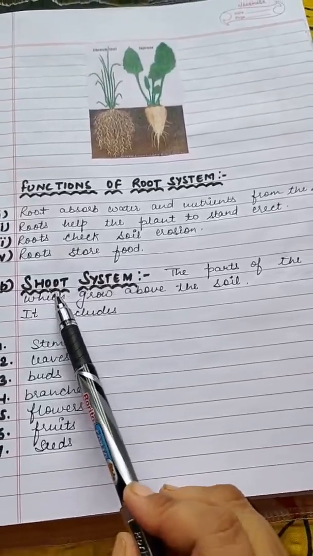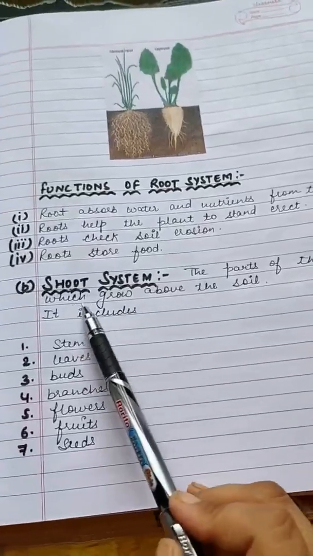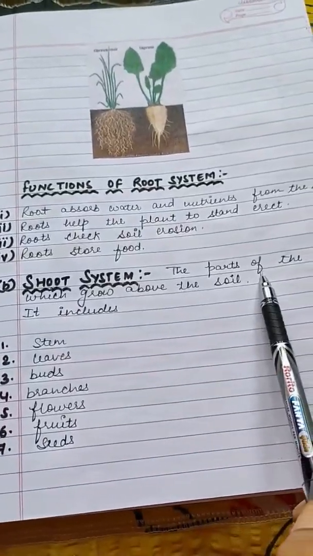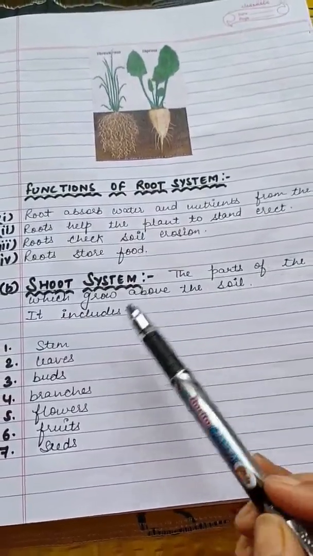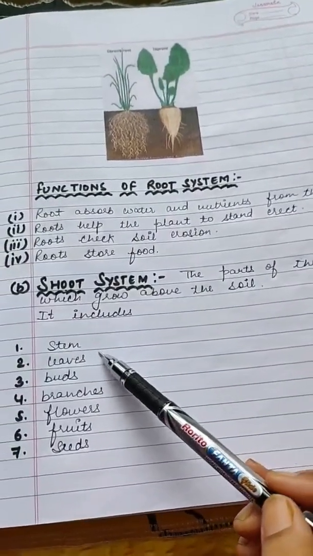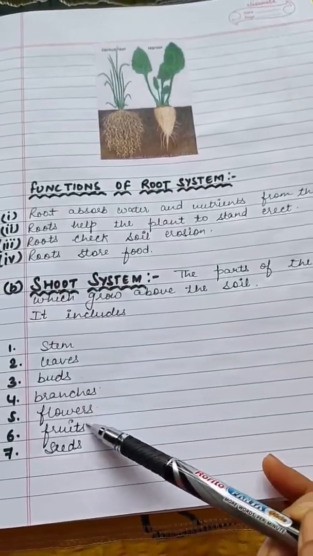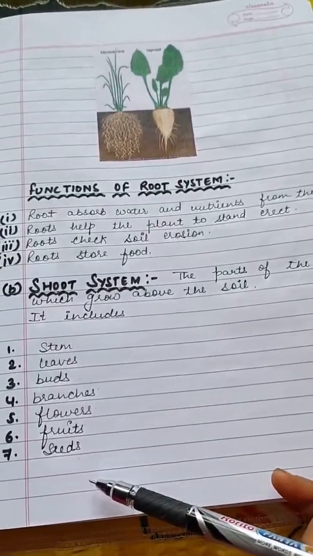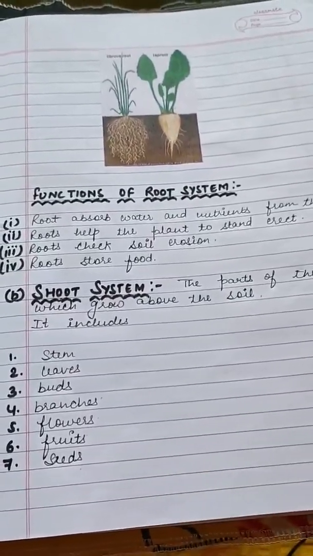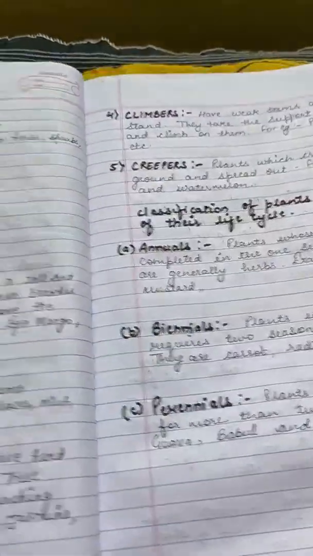Next system is the shoot system. The parts of the plant which grow above the soil are known as the shoot system. The shoot system includes stems, leaves, buds, branches, flowers, fruits and seeds. And all of these have different functions. So let's revise in brief.